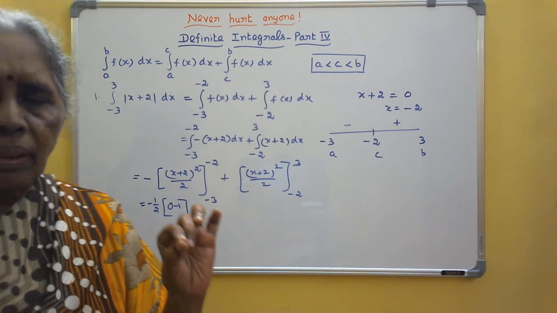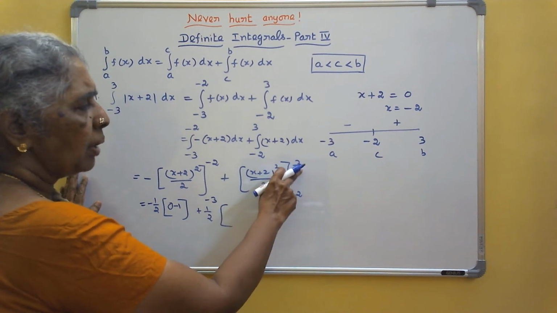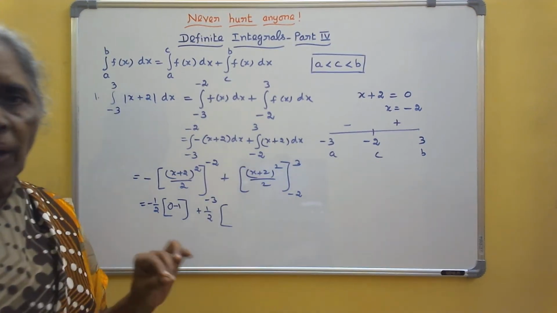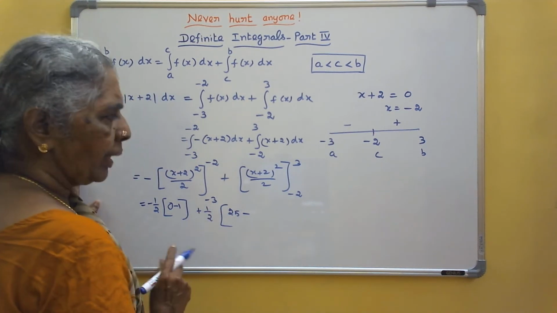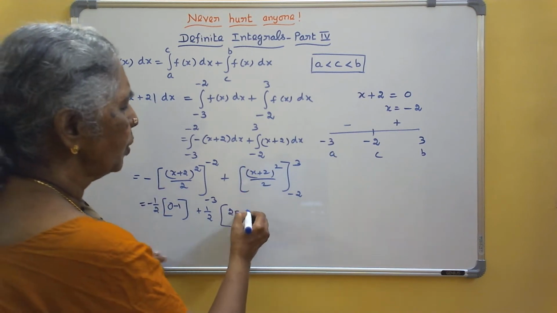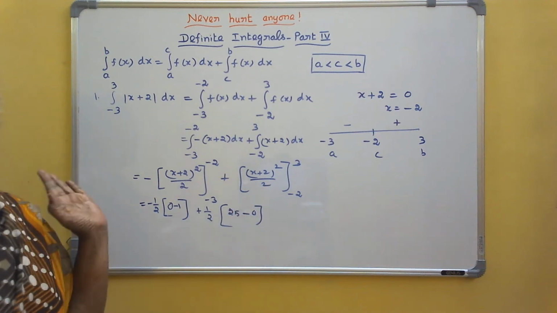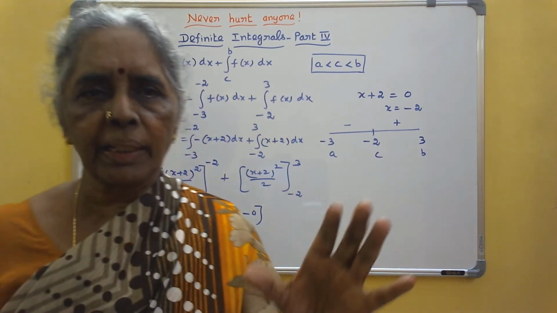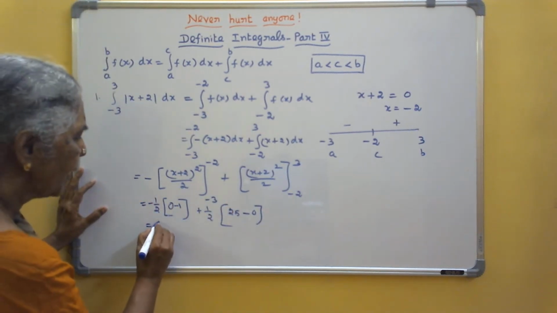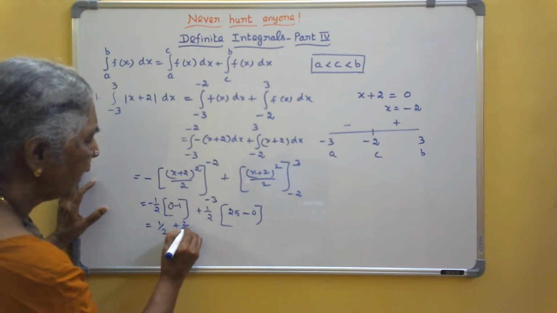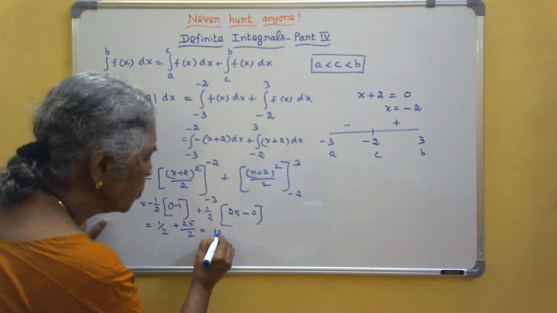Is it clear? Coming to the second term, you take that 1 by 2 out here also. Now coming to the upper limit, 3 plus 2, 5. 5 squared will be 25. Then minus lower limit. Minus 2 plus 2, 0. So the lower limit vanishes. So see here, here the upper limit vanished, here the lower limit vanishes. So our calculations become simpler, right? So here you will be getting plus 1 by 2. Here you will be getting 25 by 2. So total 26 by 2, which gives you 13.